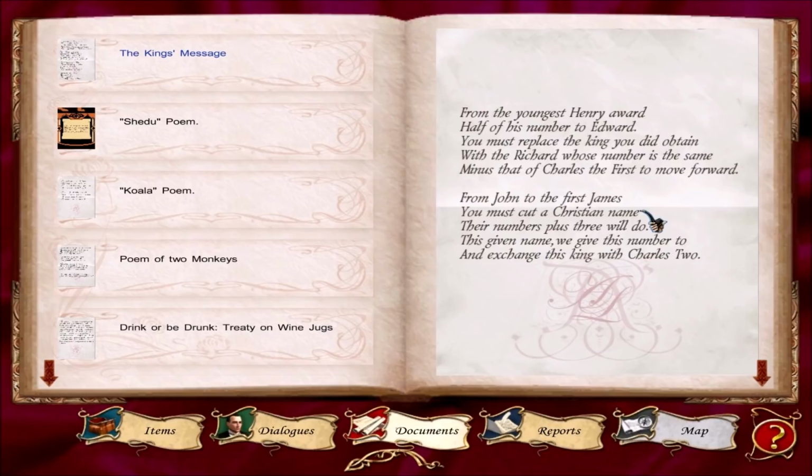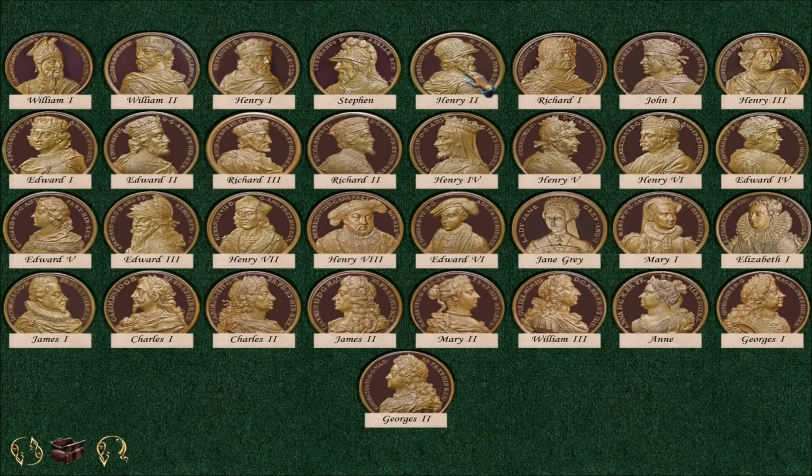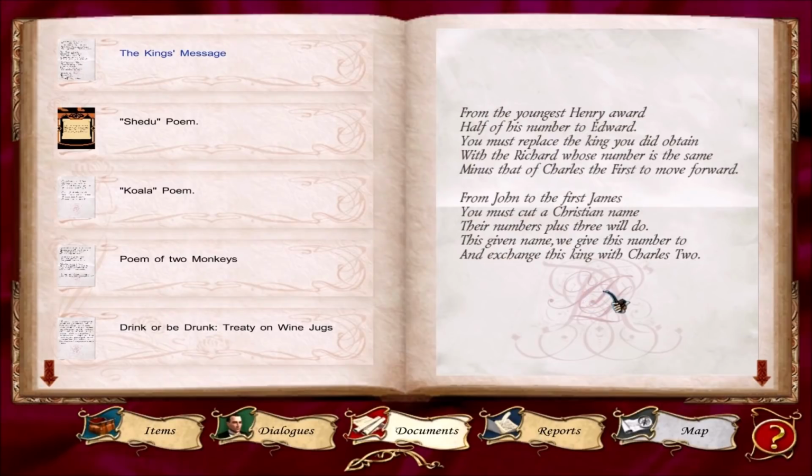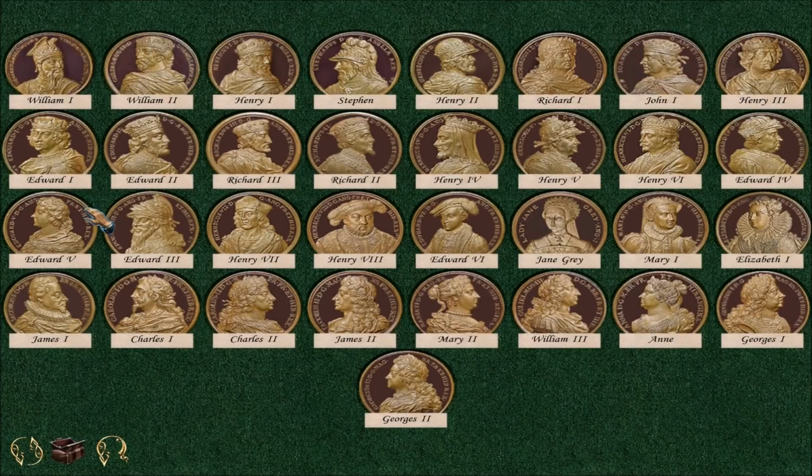From John to the first James, cut a Christian name, their numbers plus 3 will do. So where's John and James? Here's John to the first James. I don't see any James. There's James. Okay, so all the way from John to James. Jeez, that's a lot. So what am I doing? I might cut a Christian name. Mary is a Christian name, but so is Elizabeth.